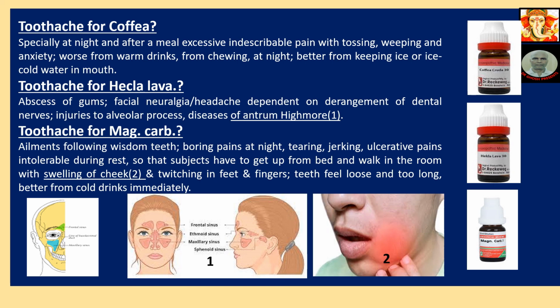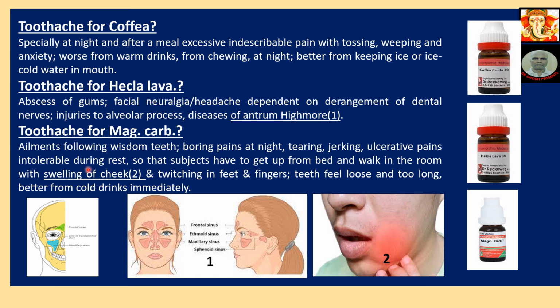Antrum of Highmore actually is one of the paranasal sinuses. It's called maxillary sinus. This is the maxillary sinus. Its alternative name is antrum of Highmore. Pain in that sinus is treated by Hekla lava.